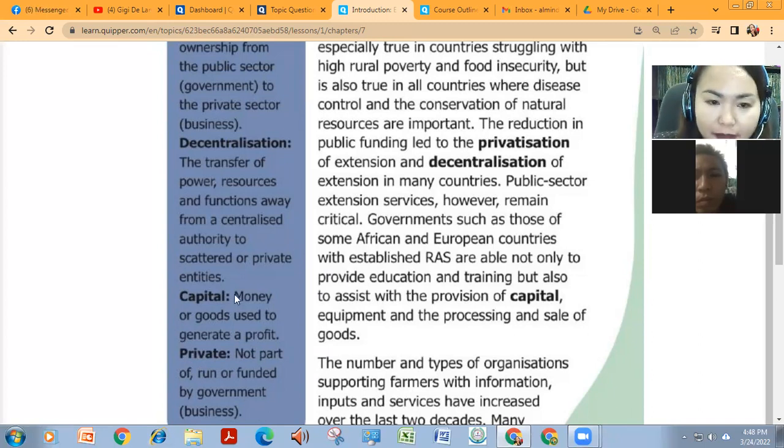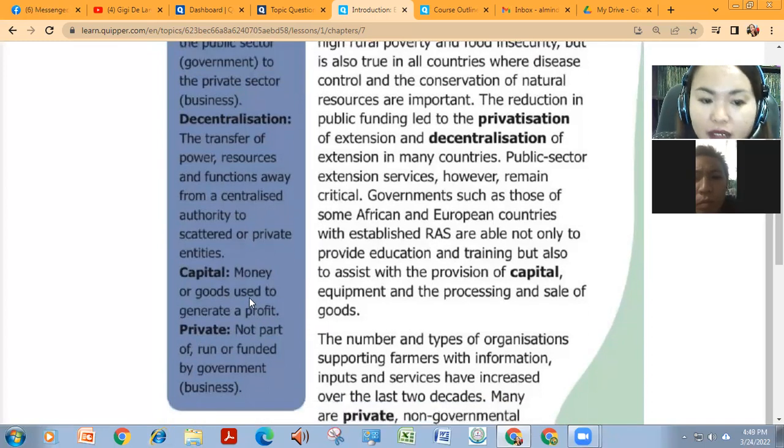Anyways, so we can finish, we also have capital and private. When we say capital, it is money or goods we need to generate profit. Everything probably needs capital, like when you plant, you need to buy seedlings. But private means not run or funded by the government, so business. So that's also another term.